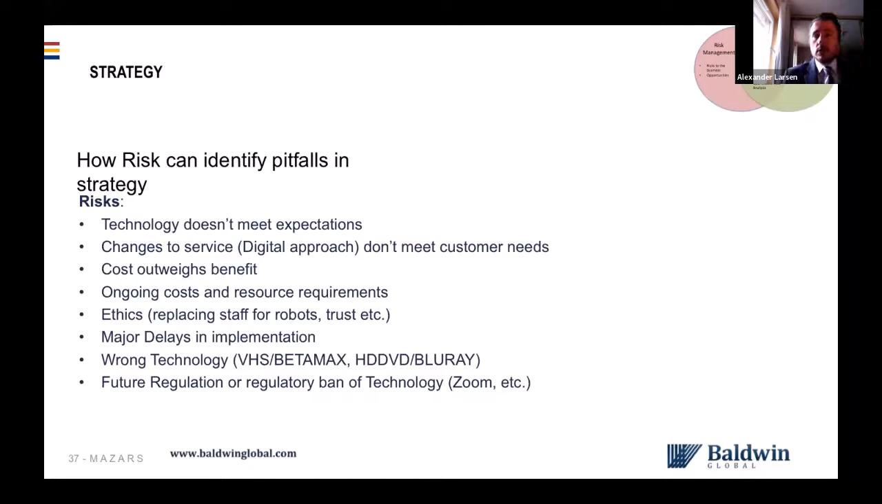We might choose the wrong technology. For those of you who are old enough, VHS versus Betamax or HD DVD versus Blu-ray. HD DVD versus Blu-ray is the newer example, but even that, there might be people too young to remember, so I don't know, but initially there was HD DVD and they were competing against Blu-ray and Blu-ray won. What if you backed the wrong player? And then future regulation or regulatory bans of technology. Zoom, other examples might be GoToMeetings. What happens if regulation comes in that says you cannot use this technology?